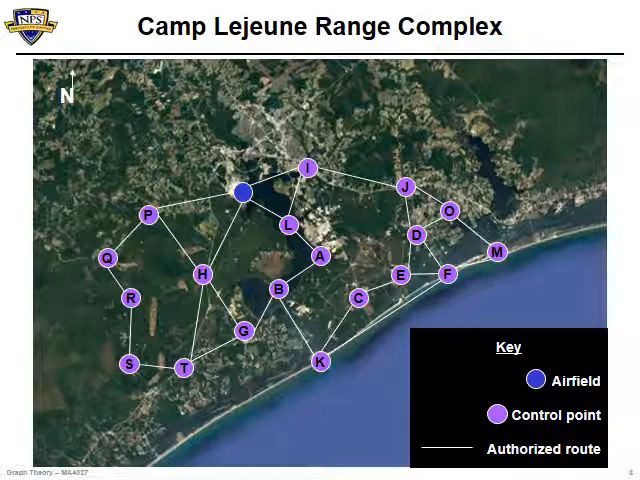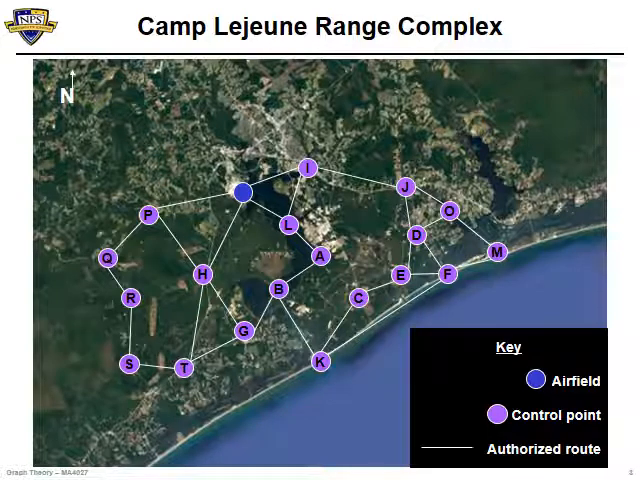Here's an overview of the Camp Lejeune Range Complex with the aircraft control points. In blue shows the airfield, Marine Corps Air Station New River, and the purple represent the control points with their alpha designator. Between all the points, a white line is shown if there is an authorized route.